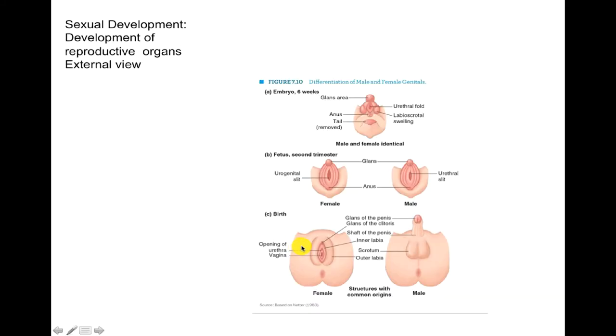And we can see here how the same tissue develops into either typical male or typical female structures. At 6 weeks, it's undifferentiated. During the 2nd trimester, there is differentiation, and then that differentiation continues and the tissues develop again into either the typical male or typical female.